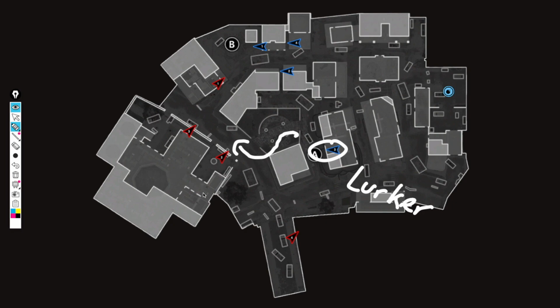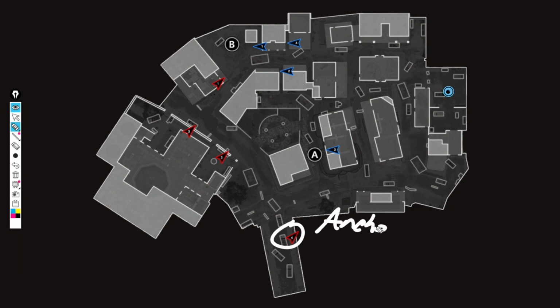They're anchoring the site, they're holding it down, or they're being a lurker and they're moving along the edge, playing for information, trying to get a flank. So this player is usually going to be the same player. It is usually your slowest AR player who is going to be holding down the anchor and who is also going to be lurking.